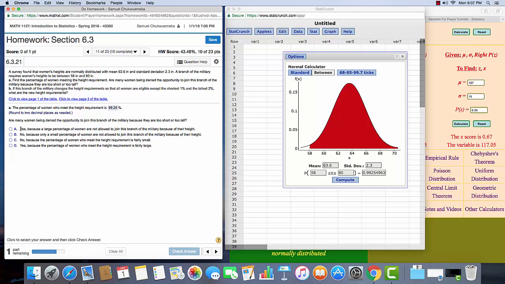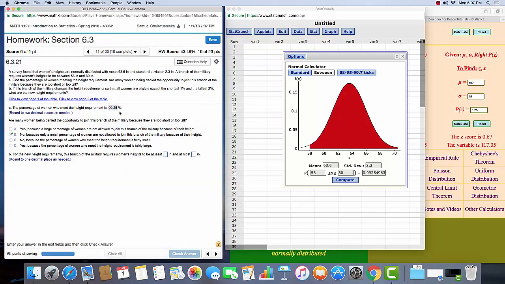So you eliminate options A and D. You look at B and C. Okay. So B says no, because only a small percentage of women are not allowed to join this branch of the military because of their height. When you allow this, it is a high percentage. So only 0.75% do not meet the requirement. So that's very small. Okay.